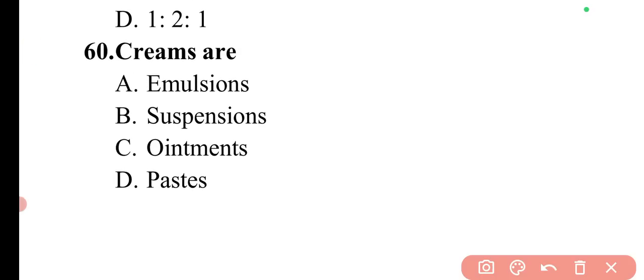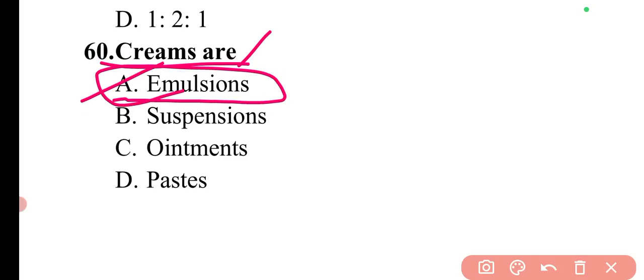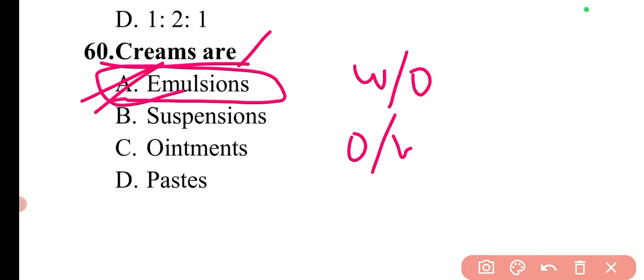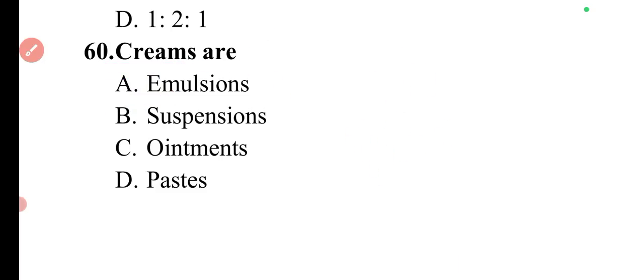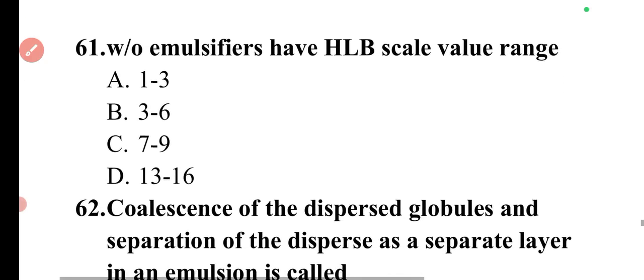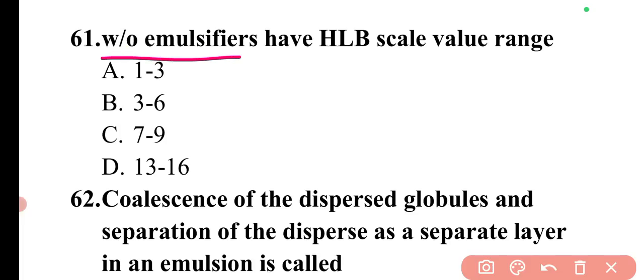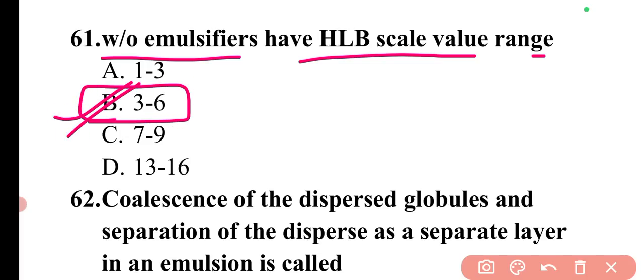So the question is, creams are, so the nature of creams is basically the emulsion type. So here option A is correct. Basically there are two main types of creams: water in oil creams and oil in water creams. Then the next question is, water in oil emulsifier has an HLB scale value range of. So the range of HLB scale for water in oil emulsifier is around 3 to 6. So option A is correct.